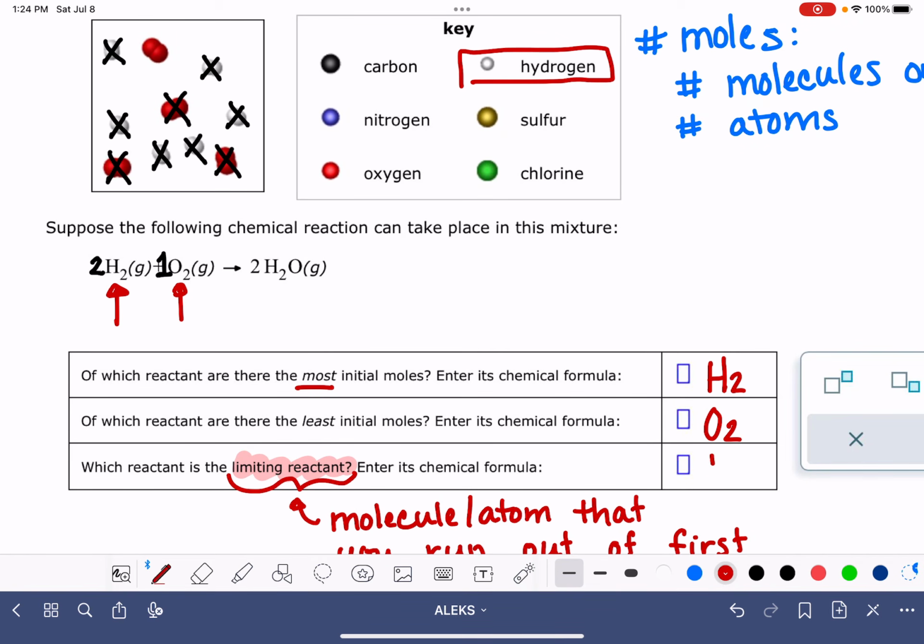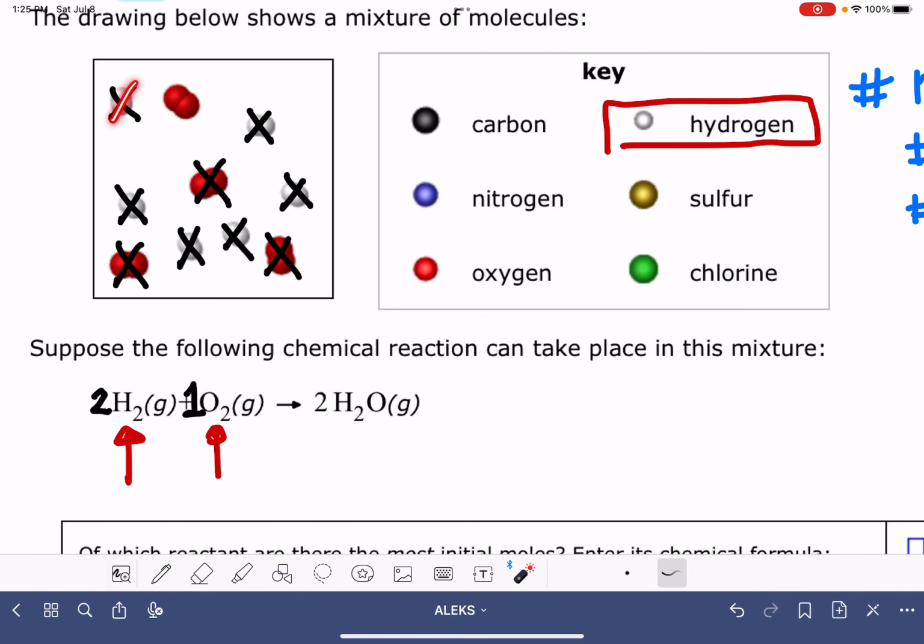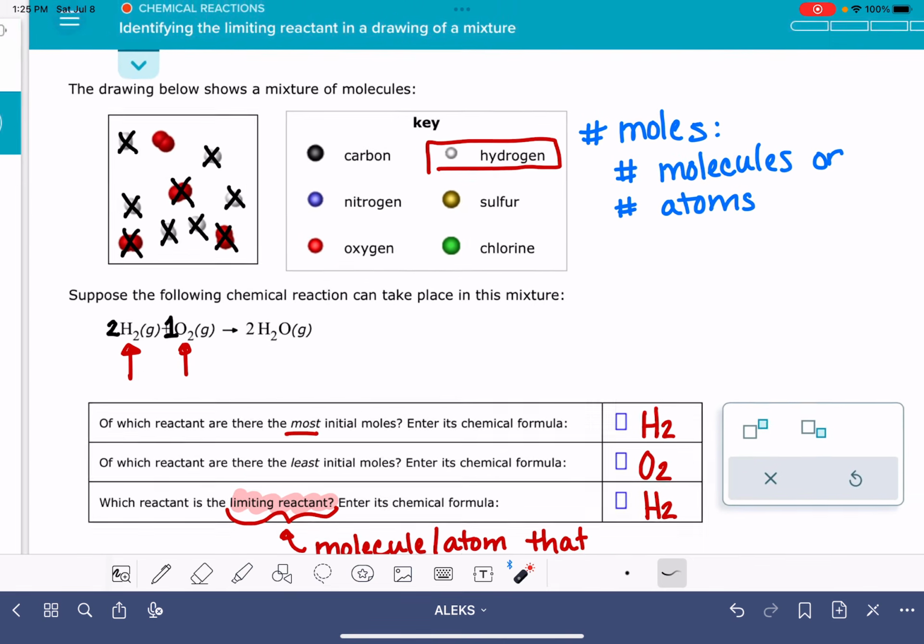So my limiting reactant is the H2. And again, that is because I can use up all of the H2 molecules that I have available to me, and I'm still going to have leftover O2. The reaction is going to stop because I have run out of H2, and I run out of H2 before I run out of O2.